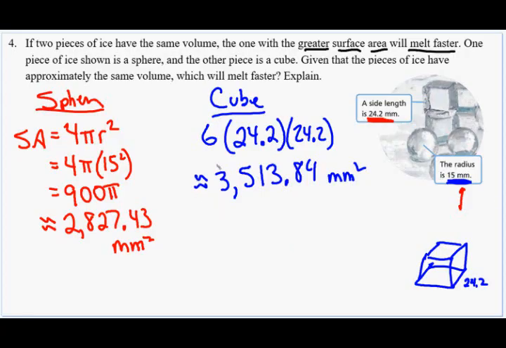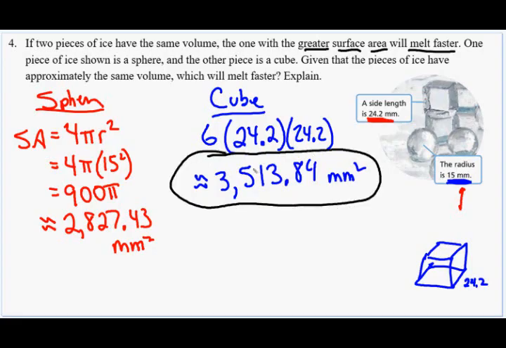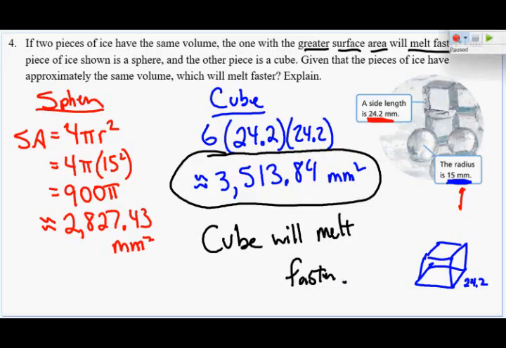And which one will melt faster? The one with the bigger surface area. Here's our biggest surface area. Cube will melt faster. There we go. All right, we got one more practice problem.